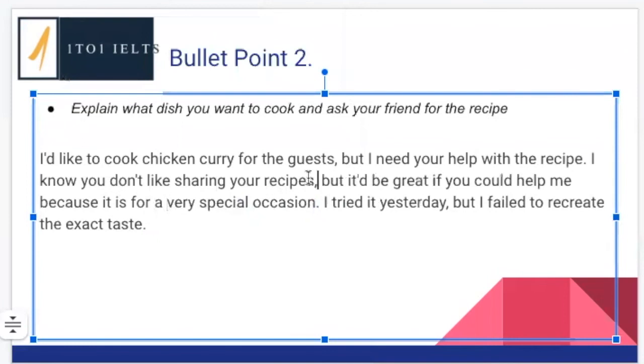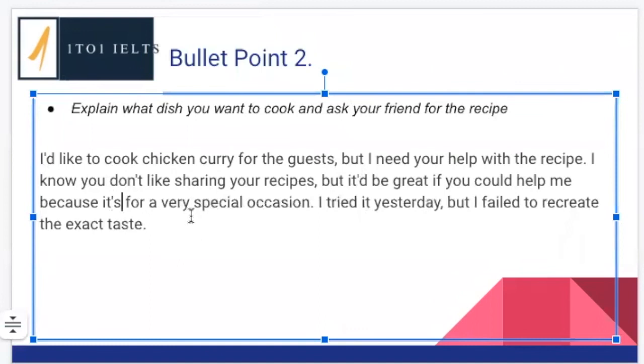Here we need a comma because we've got coordinated conjunction. I tried it yesterday, but I failed to recreate the exact taste. Excellent. So really well developed. Now we're going to go through and do a contractions check. Contraction good. Not needed, not needed. Contraction good. Not needed. Contraction. So we got our contraction there. I tried it yesterday. I found no contractions needed. Okay, so we've gone through. Everything's good. Contractions are good. Well done. Very nicely developed.